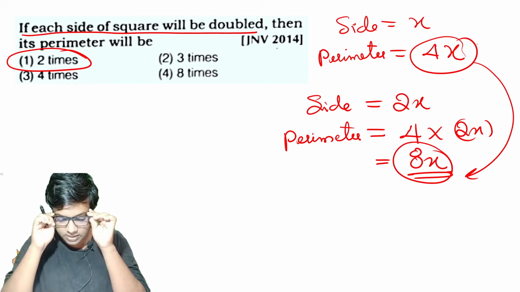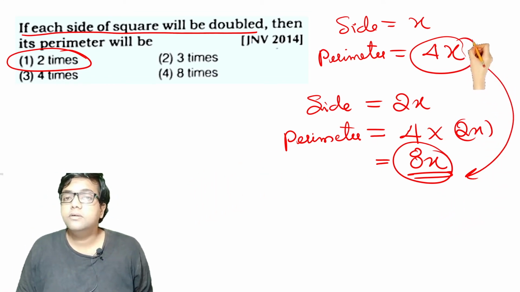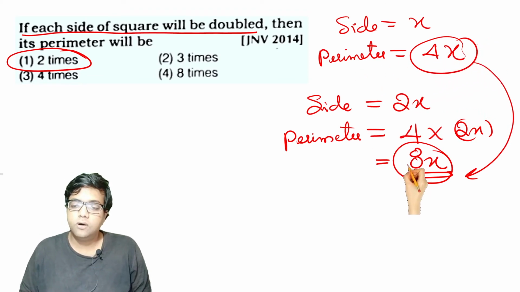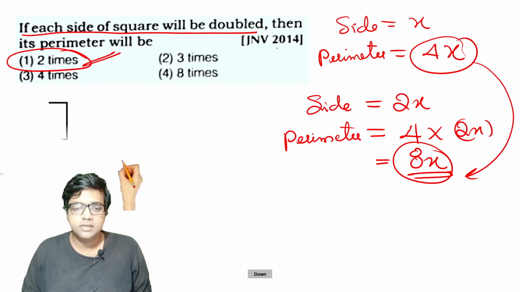So option 1 is the right answer. The new perimeter you get will be doubled compared to the older one. So 8x is the right answer. Option 1 is the right answer for this question.